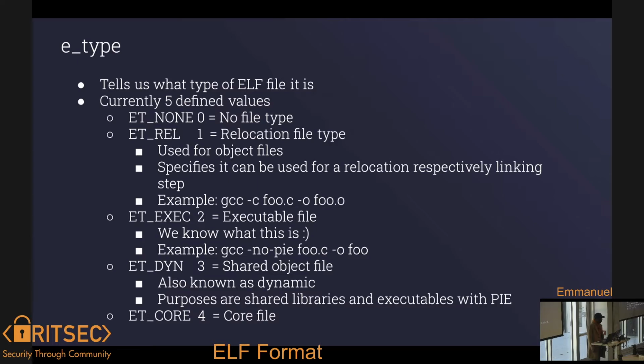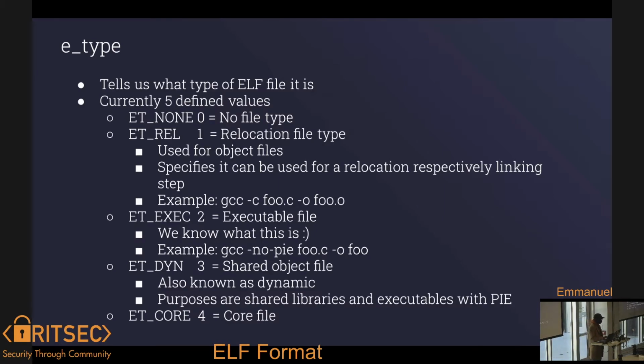The next one is the executable, number 2, which is what we're used to, especially like the ls binary, pwd, pretty much all we have on a Linux system. Executable files, we pretty much know what it is, and we can just compile that by doing gcc -no-pie foo.c -o and whatever you want it to be.